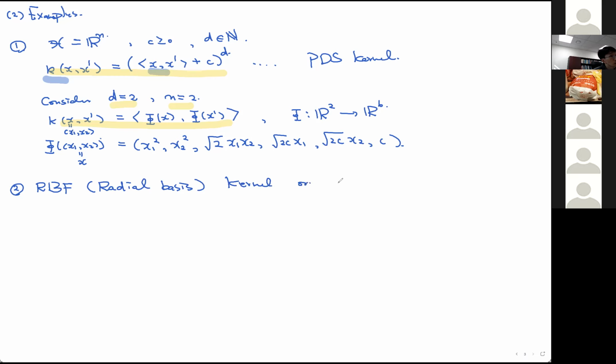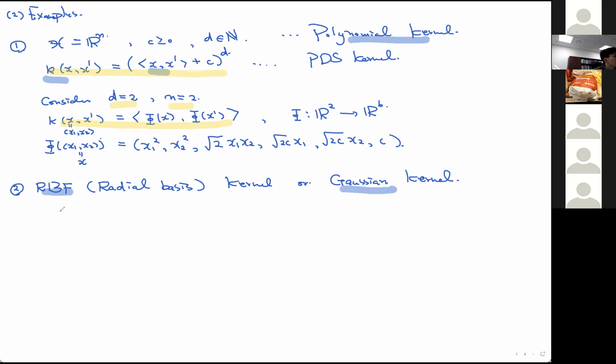Or sometimes called Gaussian kernel. So this is called a polynomial kernel. So this is typically the RBF or Gaussian kernel. And it's defined like this.